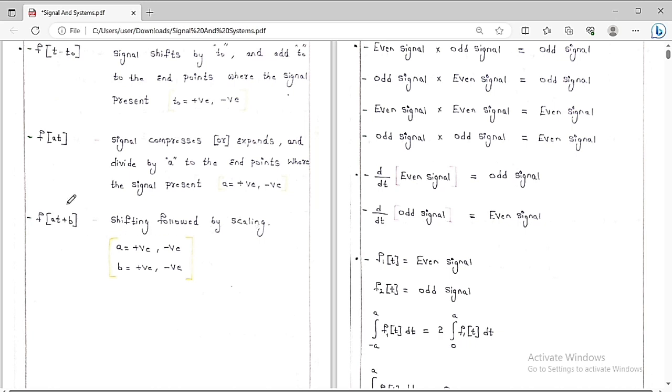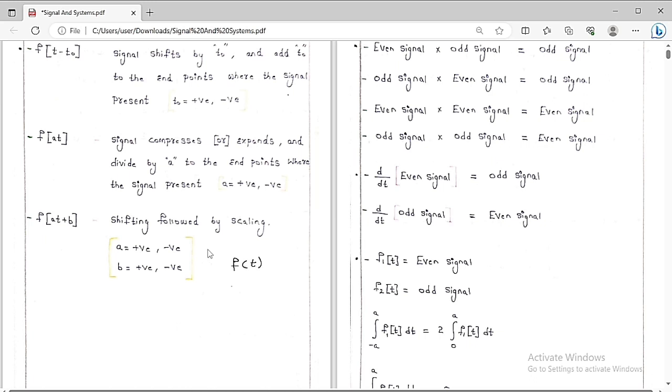From f of t, if you want to get f of at plus b, first you have to do the shifting, and then you have to do the scaling. A can be either positive or negative. Here b can be either positive or negative. I've already told you, first the shifting property, then the scaling property. Suppose there is a signal f of t. Listen carefully.